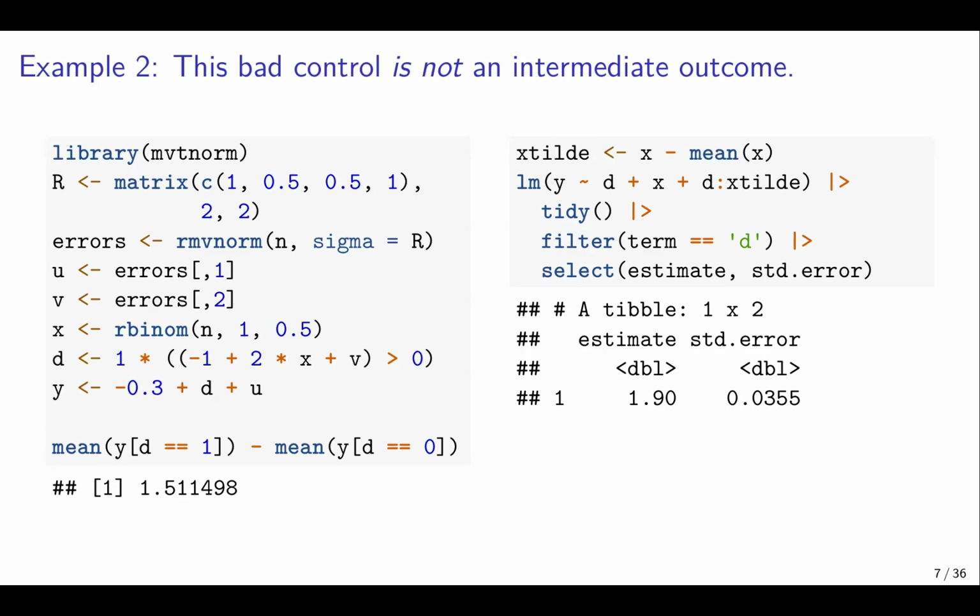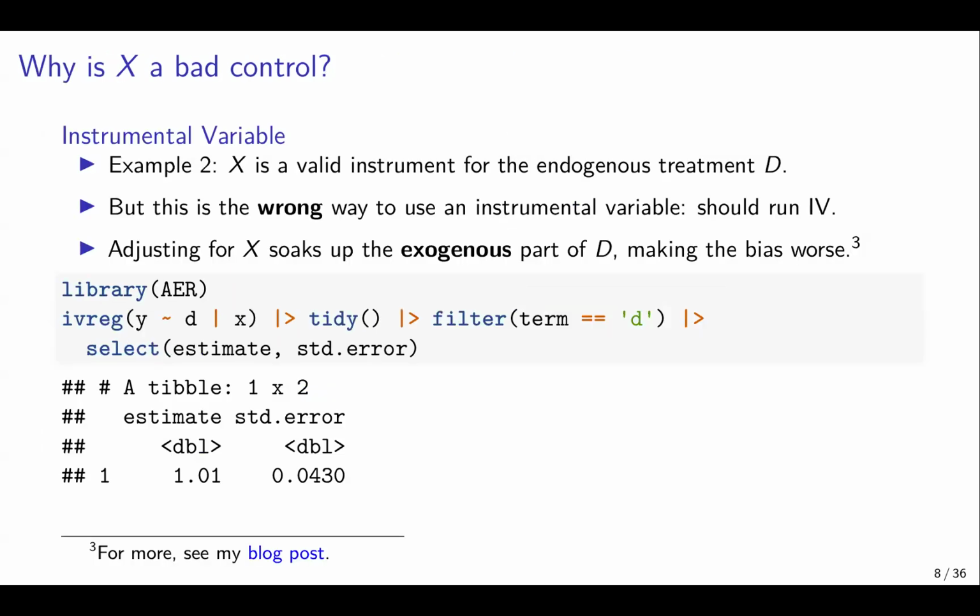So this one is even worse. So the first answer, the naive comparison of means, that was wrong. We know the true causal effect should be 1. Then we thought we'll adjust for this x because it's not an intermediate outcome, but that just made things even worse. So what's going on here?